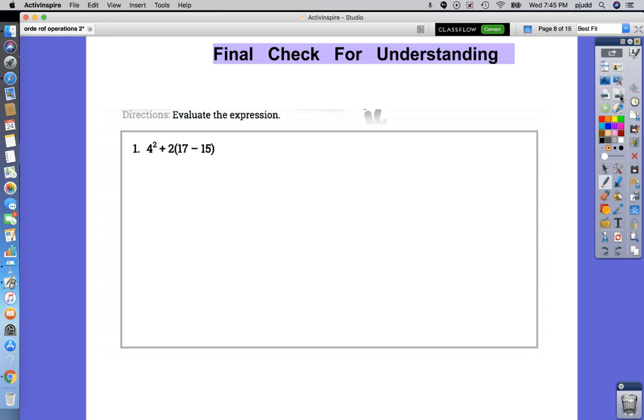Okay, final check for understanding. We're going to work through the final check for understanding together, and then we'll probably just continue with the student practice as well. Now, again, I'm writing GEMS. I always want to be able to list this so I can go back and refer to it in case I forget what my steps are.